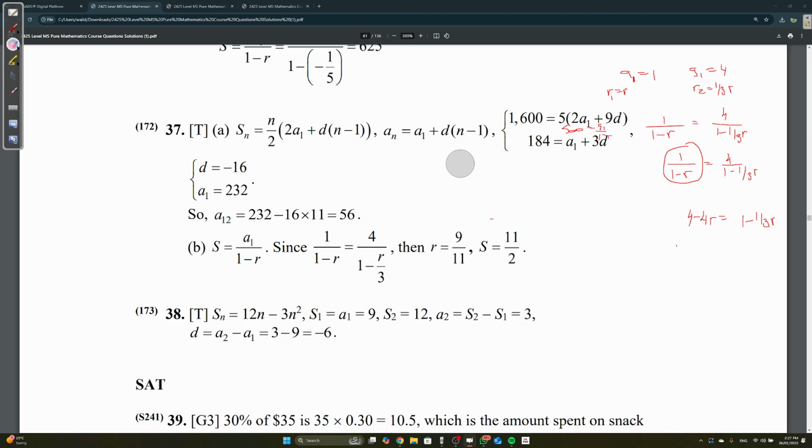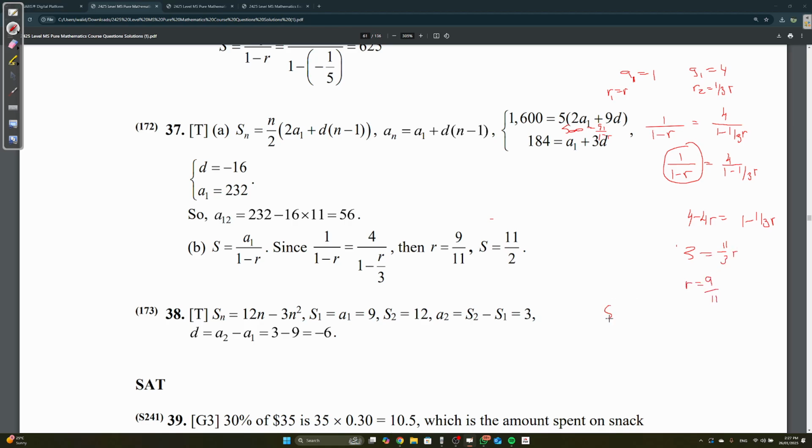You're gonna get, okay, 1 minus 1 over 3r. You can take 1 there minus 4r here. You're gonna get 3 is equal to 4 minus 1 over 3r. So you're gonna get 11 over 3r. So you're gonna get r is equal to 9 over 11.